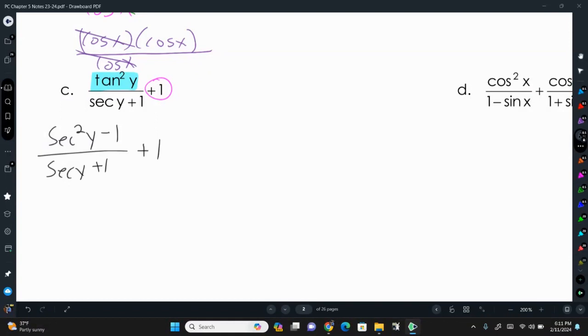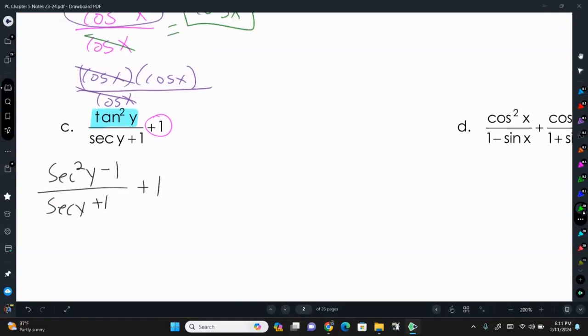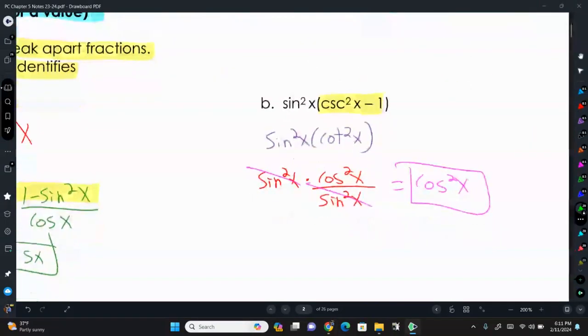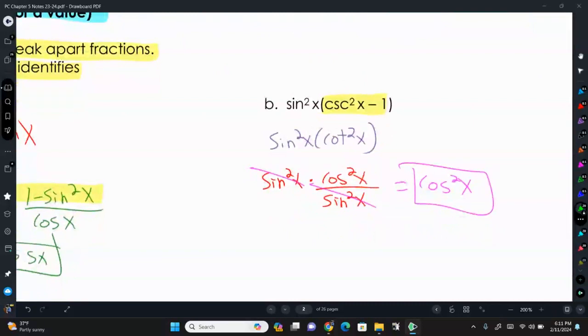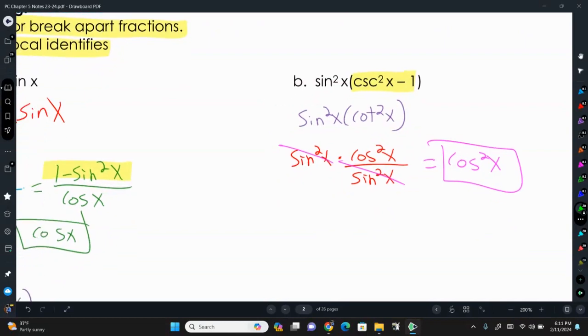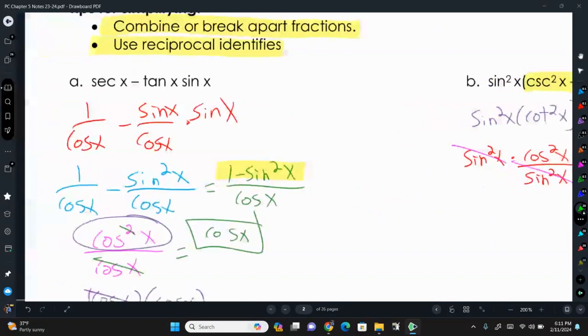Now again, how did I know I wanted to switch tangent squared to secant squared? Because in order to simplify things, we need to have the same trig function. And we don't have a way to convert this denominator into tangent of anything. So we had to go the other route and convert tangent into secant. Just like here, we wanted to convert things to maybe combine our sine, and by changing cotangent to cosine squared over sine squared, now I can combine that with the sine squared that was already there.